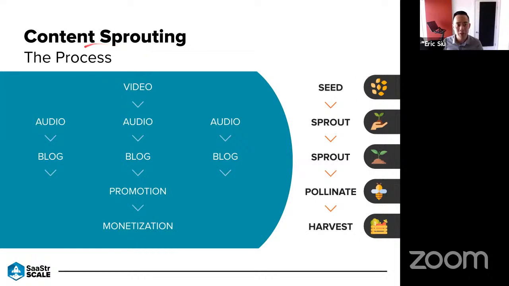So basically we call this content sprouting, and you start with one seed piece of content. If Tammy likes to write, maybe it's a blog post. If Zach likes to do audio, it starts with audio. If I like to do video, I start with video. But the idea here is that one piece can become 50 or 60 pieces a day.